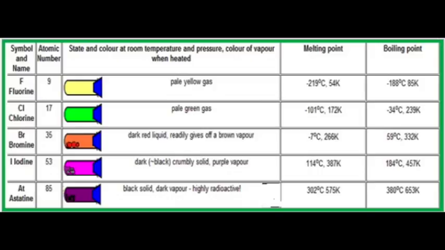The trends in the physical properties of halogens also include the melting and boiling points. The halogens have low melting and boiling points. This is a typical property of nonmetals. They increase as you go down the group.